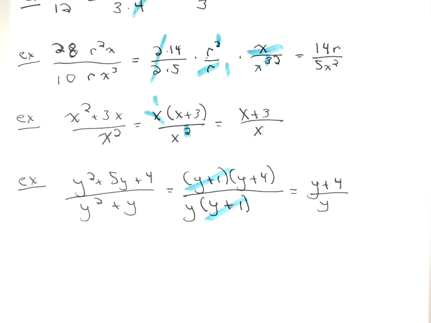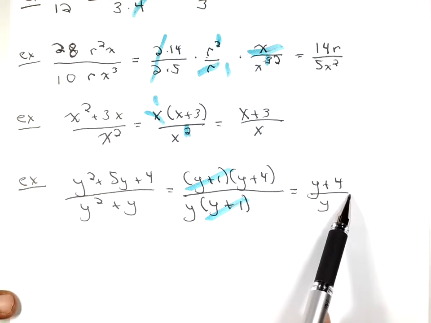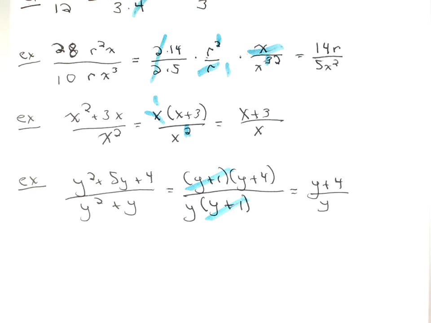Because I can't cross out anything unless I have the exact same factor on the top and the bottom. There's a y down here, there's a y plus 4 on top, so they do not simplify.